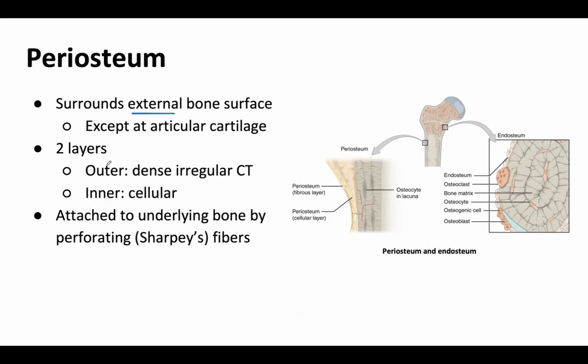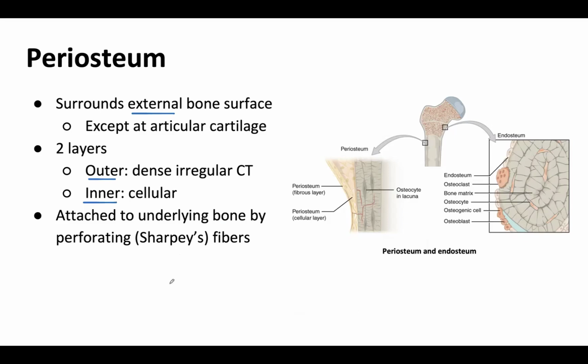As most outer layers are, the outer layer of the periosteum is there for protection, and it's composed of dense, irregular connective tissue. The inner layer of the periosteum is mostly cellular, and you will have osteoblasts, you'll have osteogenic cells, and osteoclasts present in this area, so a very active and very important area.